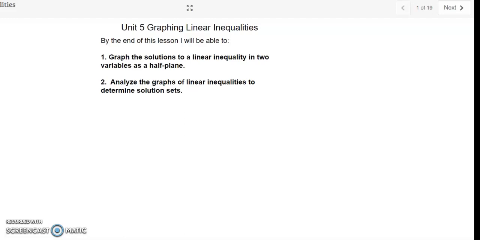Alright guys, this is our day 2 of this Desmos activity on graphing linear inequalities. Today we're going to graph the solutions to a linear inequality in two variables as a half-plane, and we're going to analyze the graphs of linear inequalities to determine solution sets. Let's go ahead and go to slide 11 where we left off.